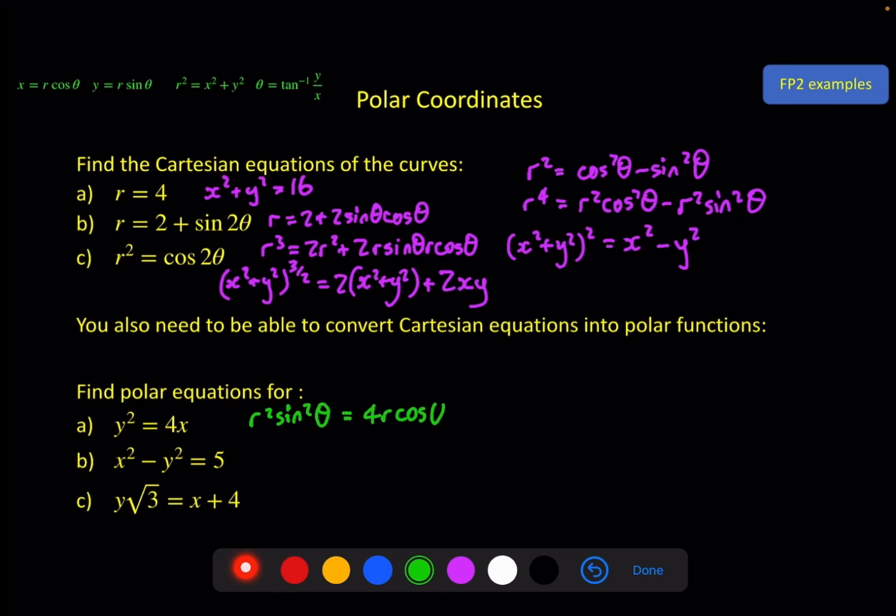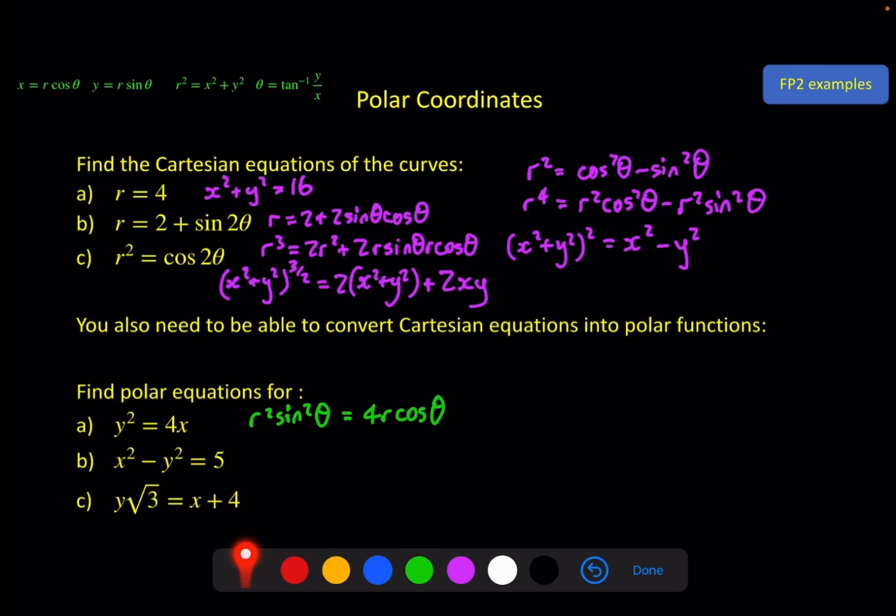equals 4 times r cos theta. Now depending on the question, you might have to rearrange this to make it look like a certain thing. For example, here you could turn this into a tan and a sine on the left, or like we had in the starter question, a cot and a cosecant on the right, and you could simplify by cancelling one of the r's. But unless the question tells you to do that, I wouldn't worry too much about manipulating these. That is in polar form.